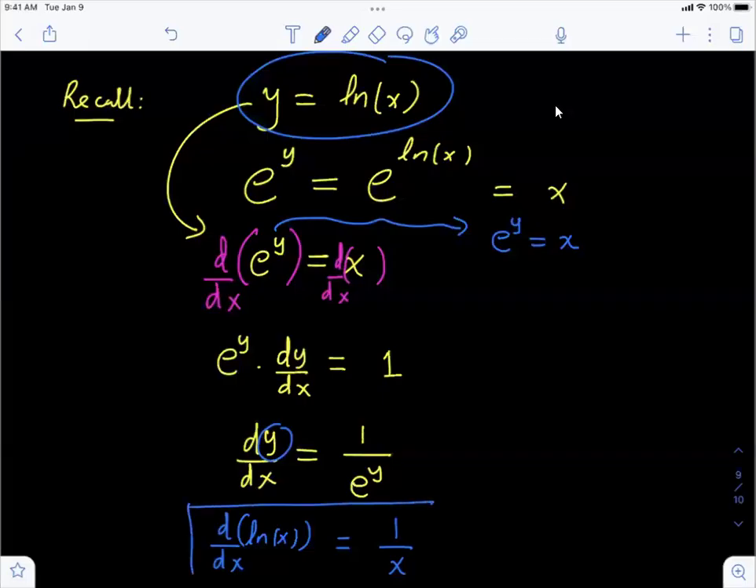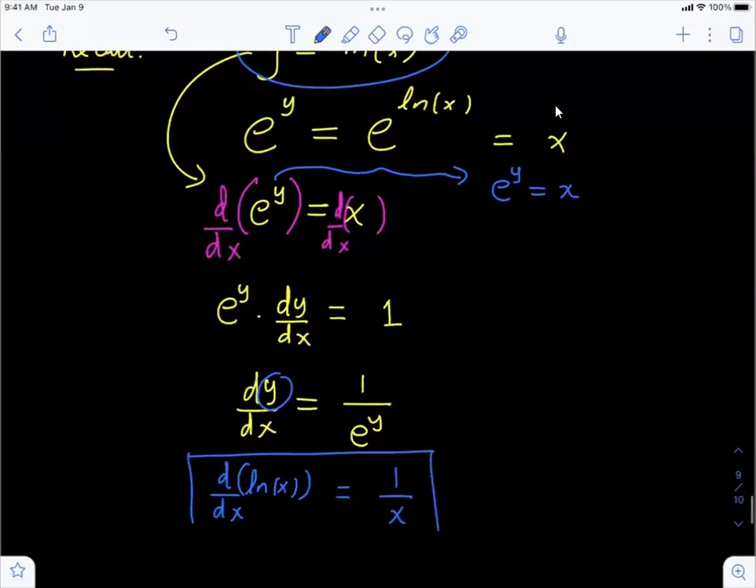Now look at what you have here. Just put it in a box. Just encircle it, highlight it, look at it, stare at it. That is exactly the derivative formula for ln of x. But do you see where it came from? It came from implicit differentiation and with the fact of the inverse relationship between natural log and the natural exponential function. So this is one remarkable connection that you can see.